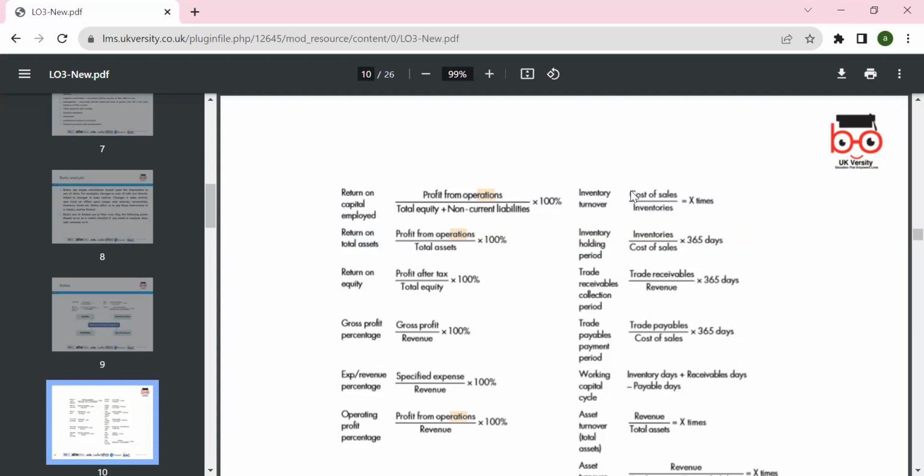Okay, so next we have inventories and turnover. These are also known as the performance ratios: cost of sales divided by inventory, how many times inventory turns over, and how many days we hold the inventory. So we can use these formulas. Trade receivable, how many days we collect the money from our debtors. Trade payable, how many days it takes us to pay.